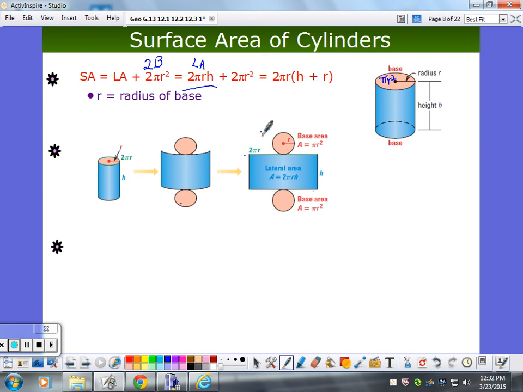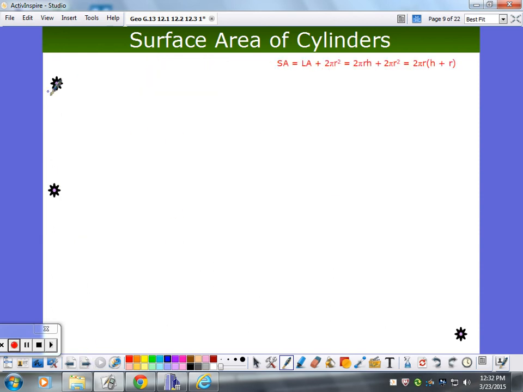Now, if they just say find the lateral area, just find this piece of it. They're just asking for the soup can label. So it is the same thing, really. It's just because we're working with circles that it looks different.